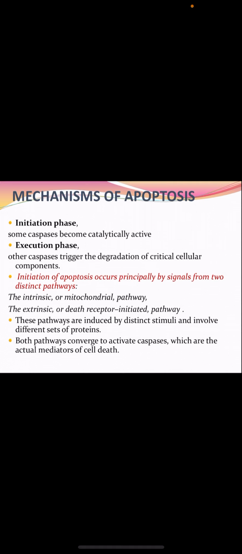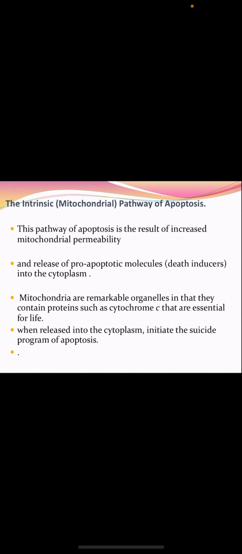In simpler terms, in the initiation phase there are two pathways: the intrinsic pathway, which takes place in mitochondria and is also known as the mitochondrial pathway, and the extrinsic, also known as the death receptor initiated pathway. In both mechanisms, it will activate a few caspases. Now we'll see the intrinsic pathway of apoptosis, also known as the mitochondrial pathway. This pathway of apoptosis is the result of increased mitochondrial permeability.